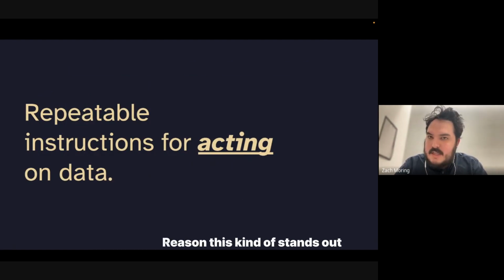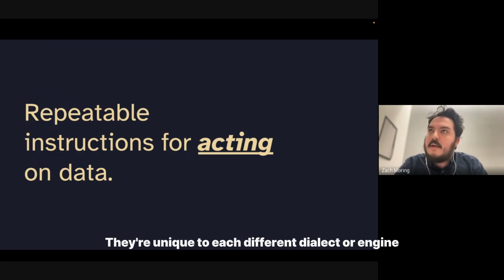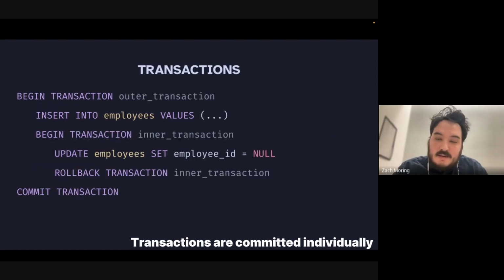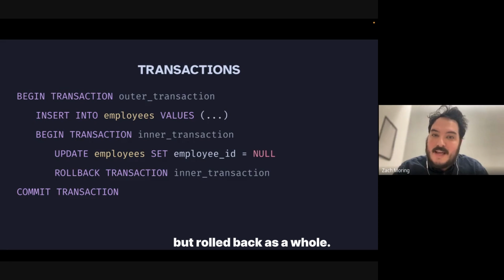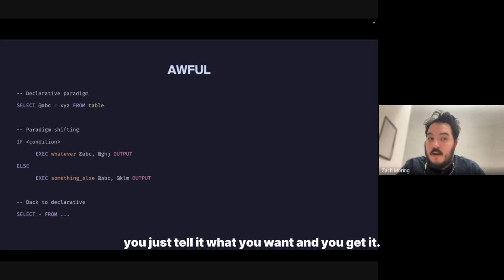The reason this stands out is that stored procedures are not part of the SQL standard. They're unique to each different dialect or engine that gets implemented. Transactions are committed individually, but rolled back as a whole. But in many SQL engines, that's not how it works. With SQL, you just tell it what you want and you get it.